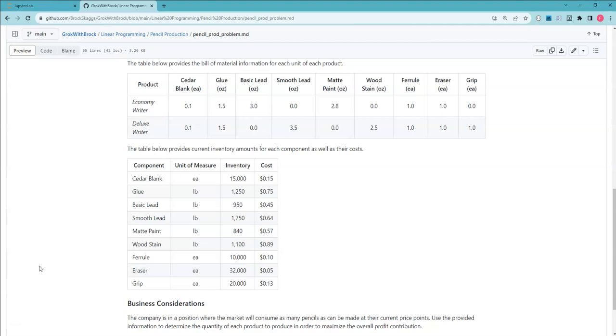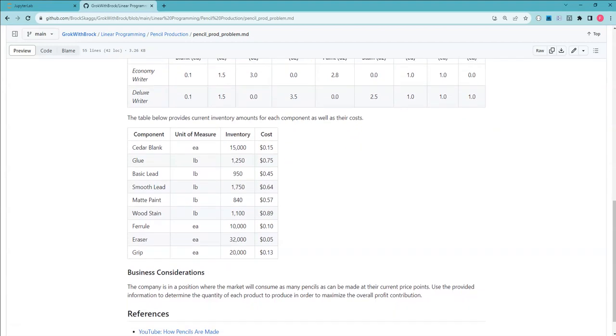And this cost here is per pound, since it's in with the unit of measure, so it's 75 cents per pound of glue. All things that we'll be using to look and account for the material cost when we go to build what would be the objective function here in a moment.